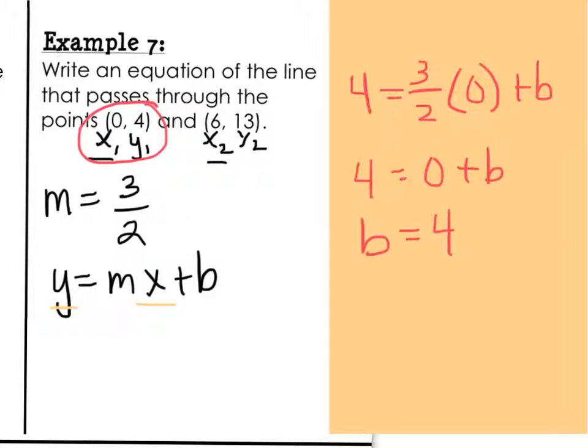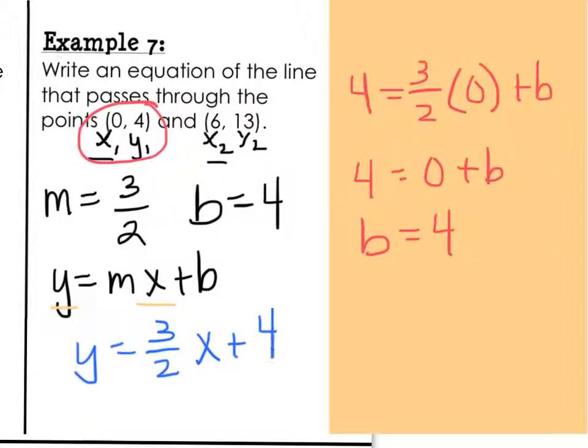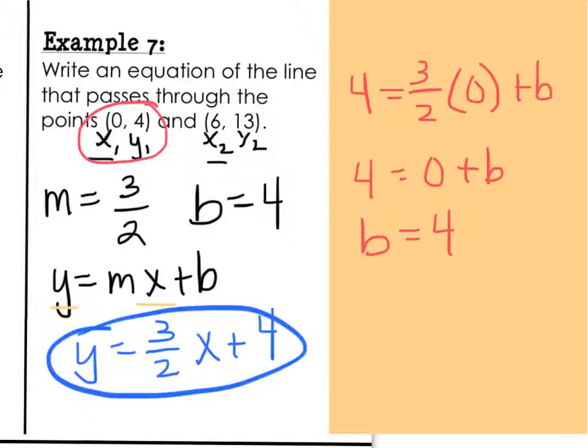Now I have my equation because I have both my slope and my y-intercept. When I substitute them into that equation, I end up with y equals 3/2 x plus 4. And we're done. Now I'm challenging you to use the alternate method, the point-slope method, and see if you can come up with the same answer.